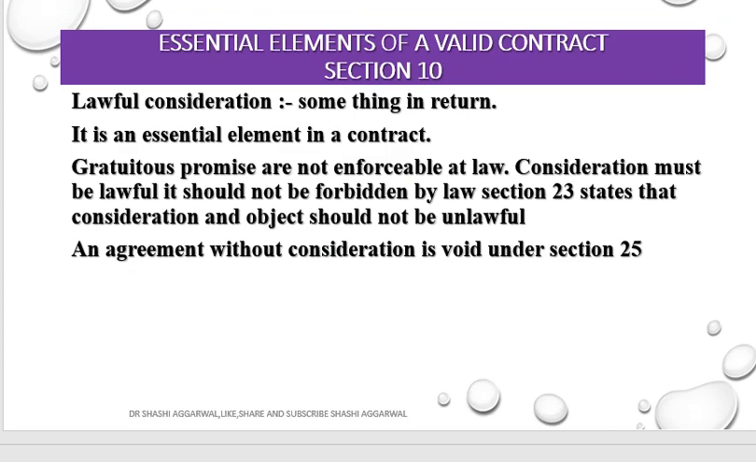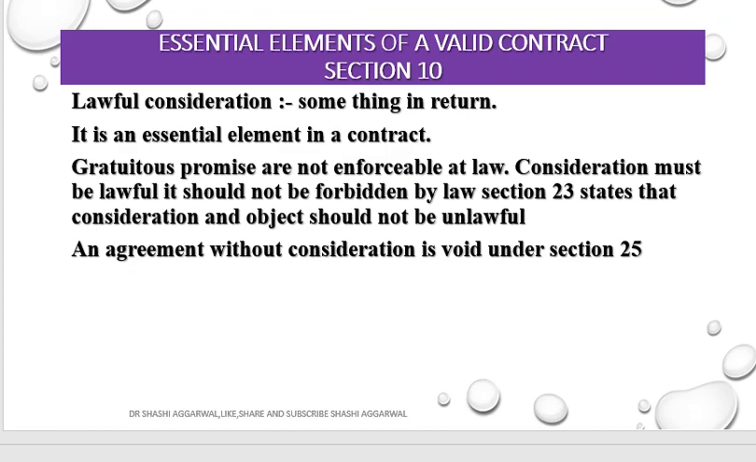So there should be lawful consideration. First of all, we should be clear about the meaning of consideration. Consideration means what we are getting in return. Like A painted a picture of B and for that B paid him 200. So B gave 200 rupees to A. So A painted a picture for him. So consideration is what you are getting in return.